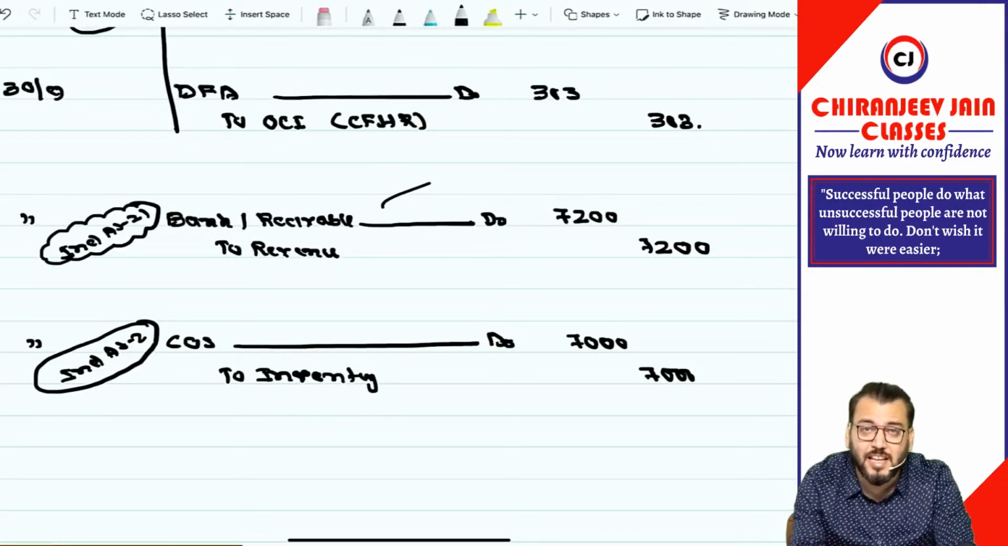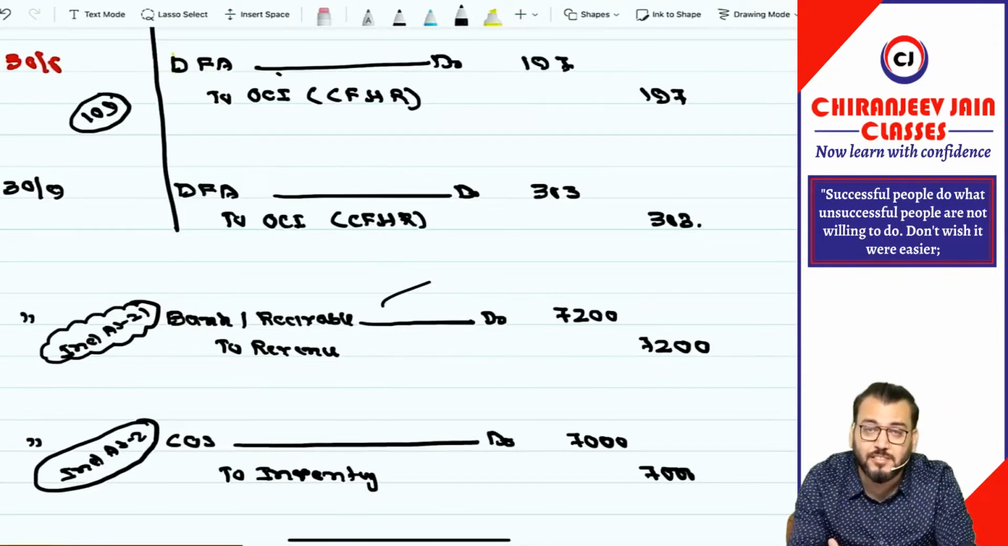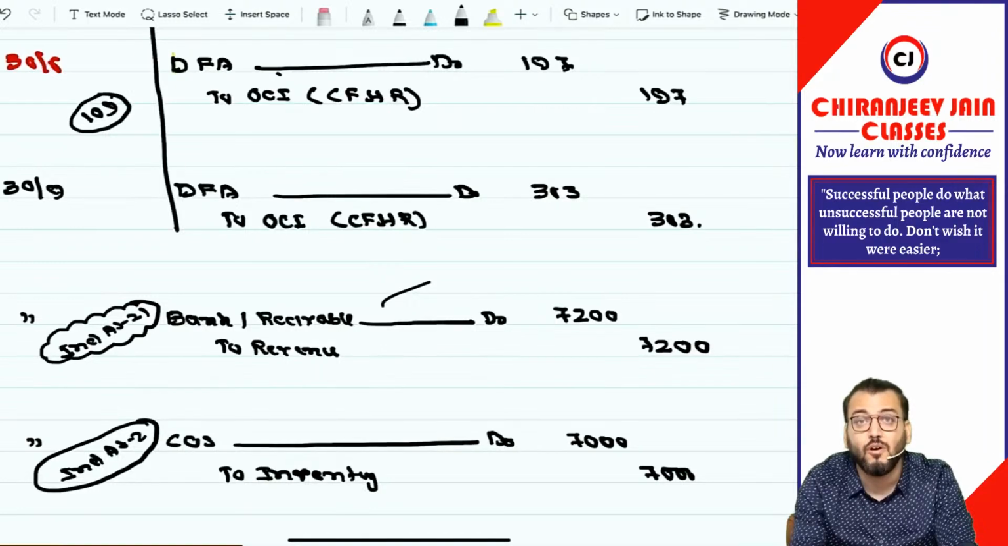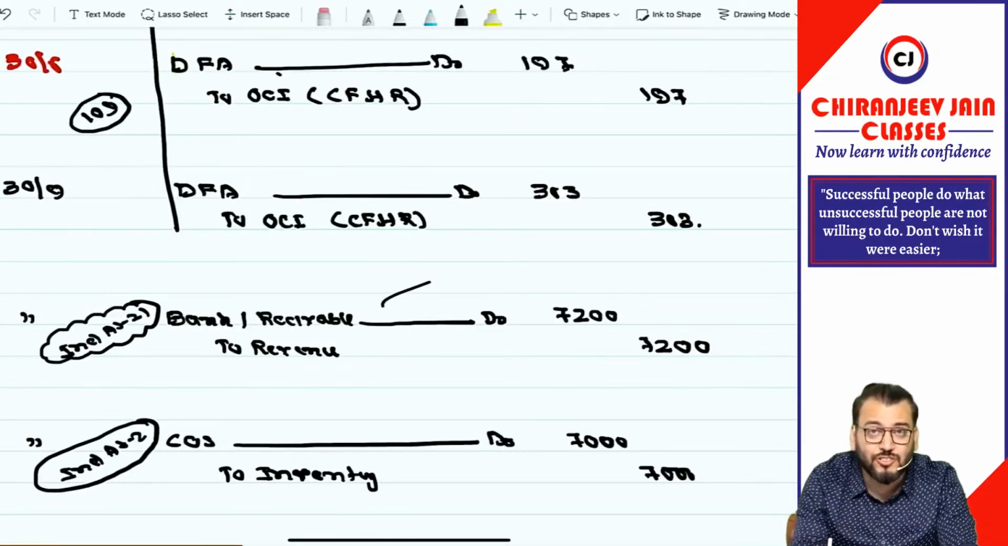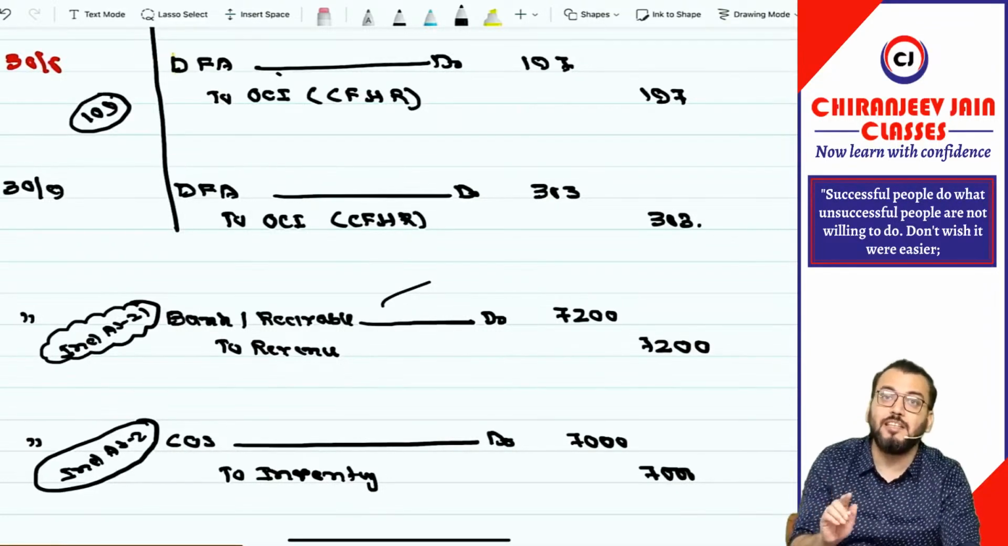If it is a non-financial asset, then the entire gain or loss which has been accumulated in the cash flow hedge reserve account will be adjusted with the carrying amount of that non-financial asset. But because in this question it is not resulting in a non-financial asset, it will be reclassified to PL. So the entire accumulated gain or loss will be reclassified to PL.